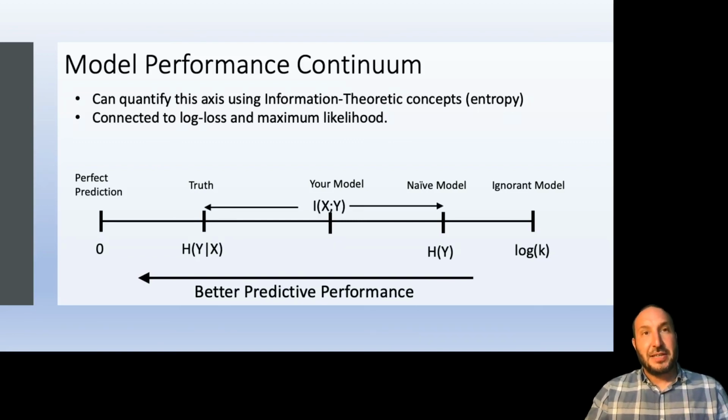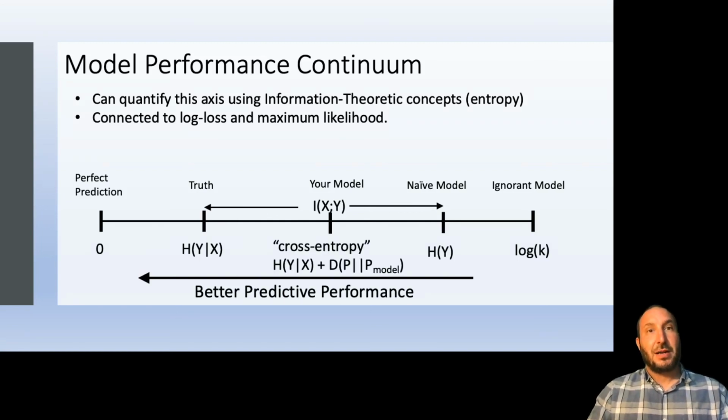And this is going to be a very nice mathematical model because the difference between the naive model and the truth is going to be represented by a mathematical quantity, which is called the information that x has about y. And so this makes a lot of sense. We've got some uncertainty about y. We've got some uncertainty about y after we know x. And the difference between those two is the information that x has about y. So the more information x has about y, the closer the truth is going to be to zero.